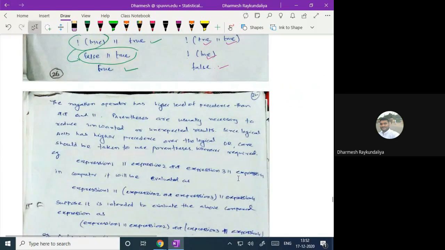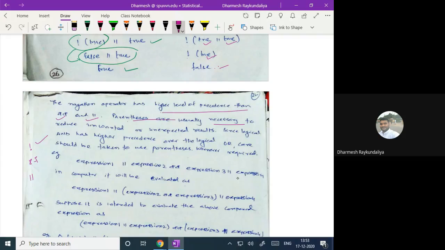The negation operator has the highest level of precedence over the logical AND and logical OR. So which operation executes first? Among the logical operators, first it will execute negation, second it will execute the logical AND, and third it will execute the logical OR.